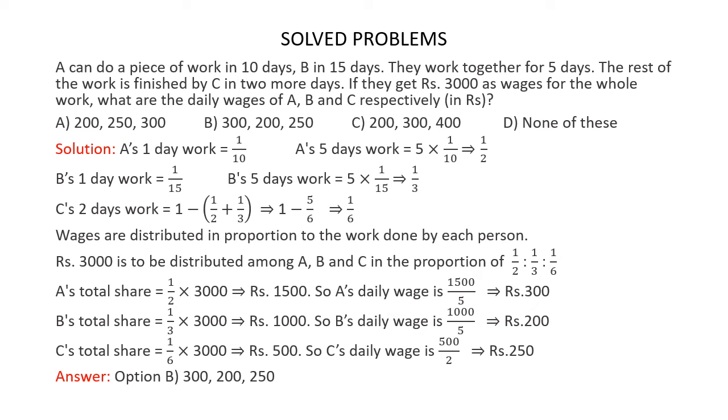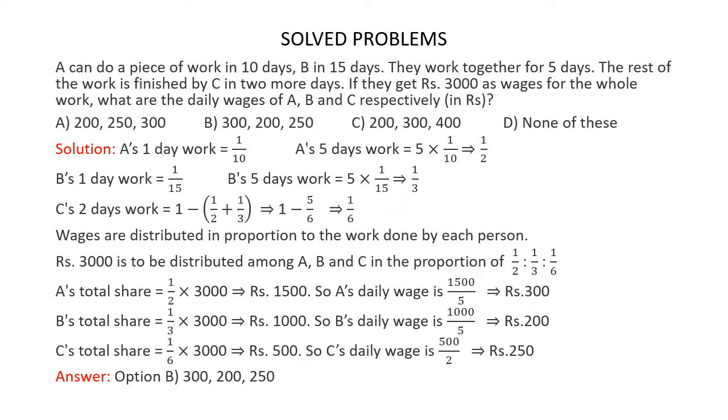So A's 5 days work is 1 by 2 and B's 5-day work is 1 by 3. Now it's given that the rest of the work is finished by C in 2 more days. So C's 2 days work is equal to 1 minus 1 by 2 plus 1 by 3. On solving this, we get C's 2-day work as 1 by 6. So now we know A's 5 days work is 1 by 2, B's 5 days work is 1 by 3 and C's 2-day work is 1 by 6.